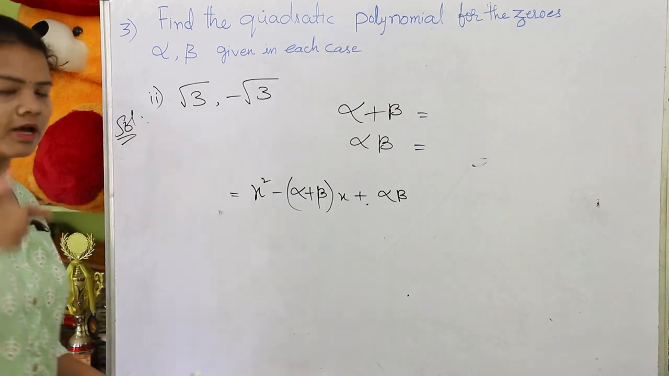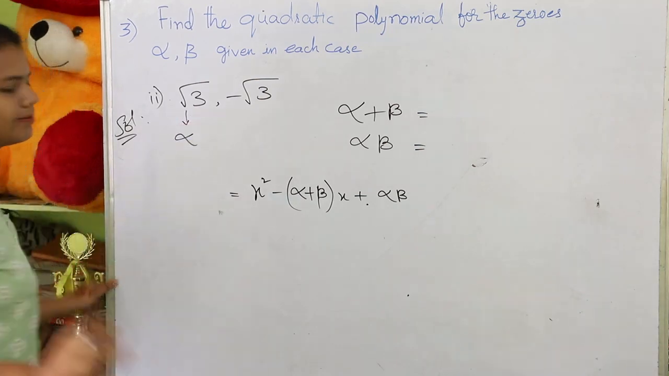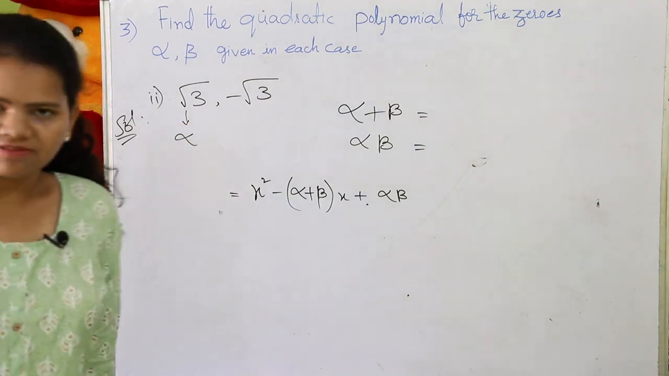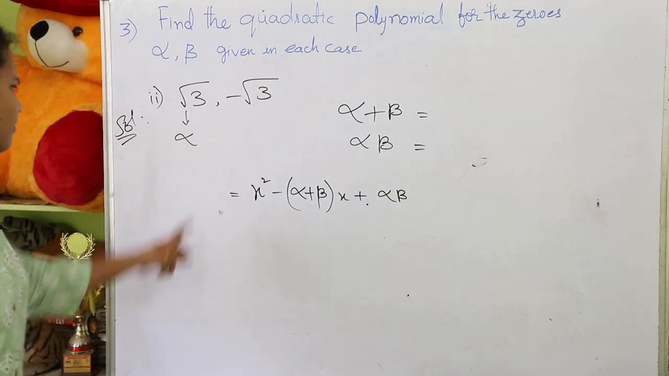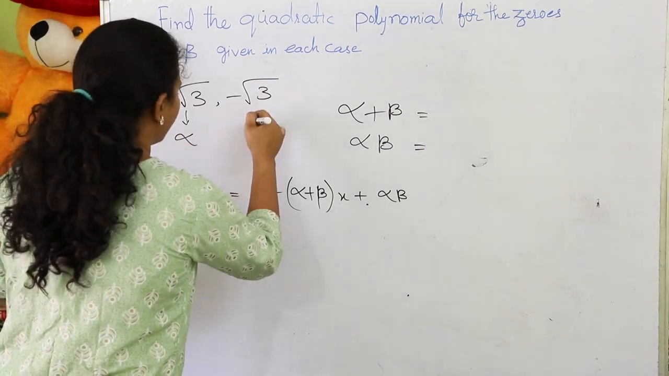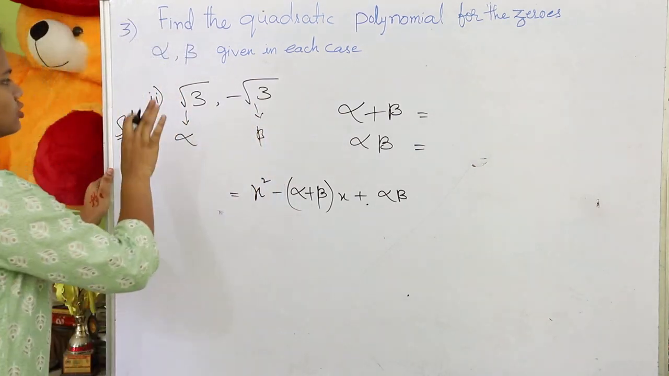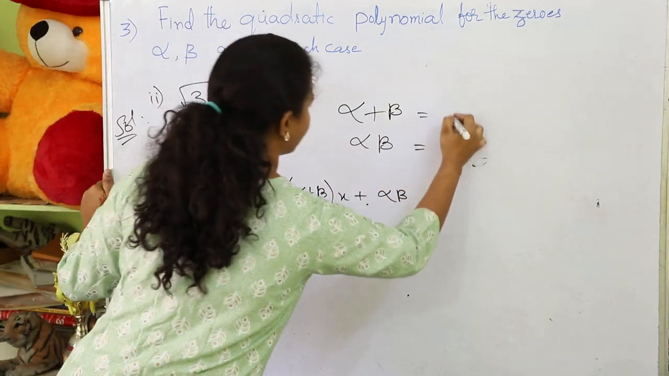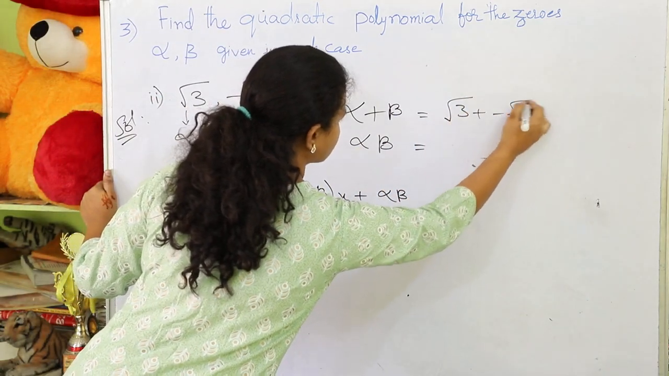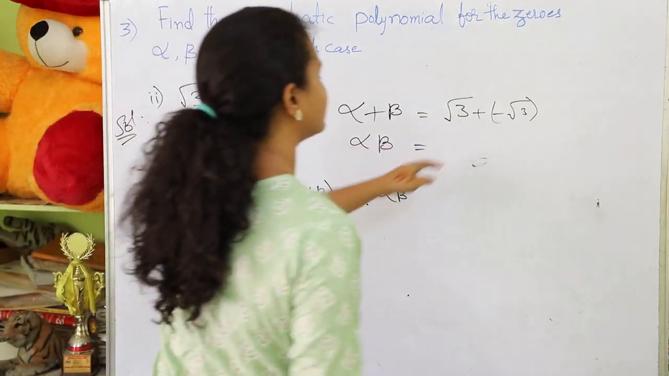So remember, the first one will definitely be alpha, the first value. Remember like that: the first value will become alpha, the second value will become beta. So here let us consider root 3 as alpha and minus root 3 as beta. Now alpha plus beta means root 3 plus of minus root 3. So here you have plus root 3 minus root 3.